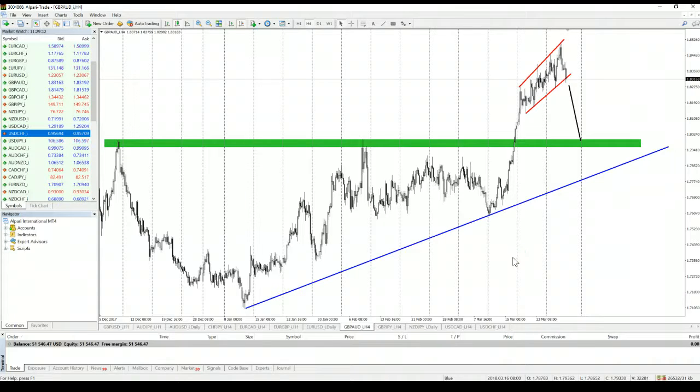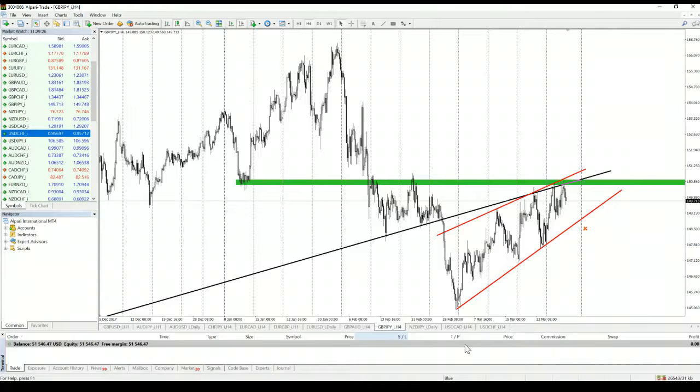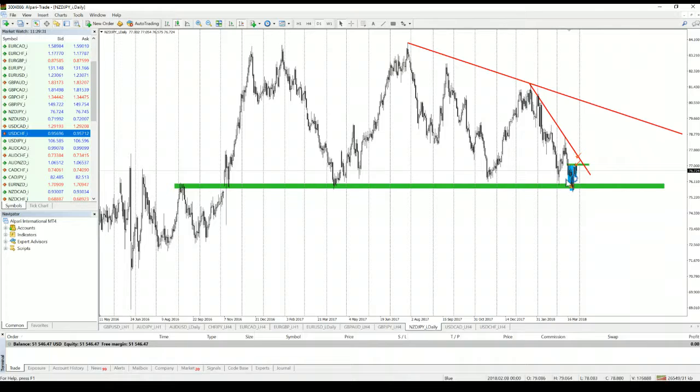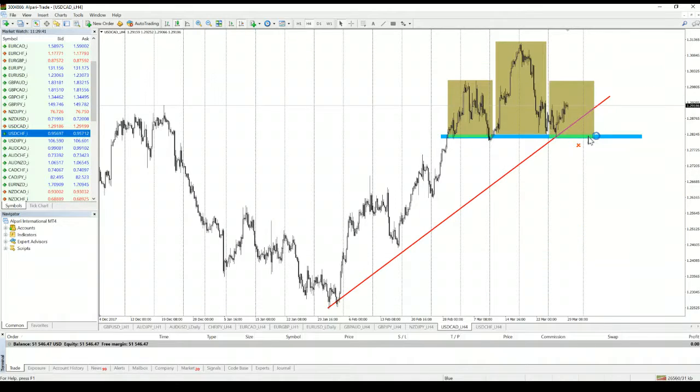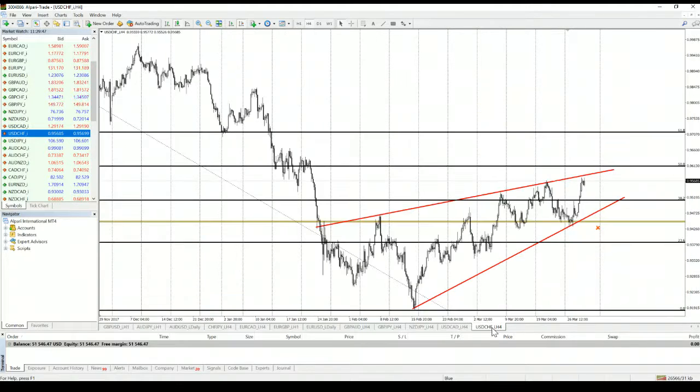British pound to Australian dollar, that's a sell signal, and I'm waiting for the price to get here and create maybe a nice reversal pattern. British pound to Japanese yen, breakout of the lower line, sell signal. New Zealand dollar to Japanese yen, breakout of the upper line of the neckline, buy signal. Breakout of the downtrend line, buy signal. American dollar to Canadian dollar, breakout of the horizontal neckline, sell signal. And American dollar to Swiss franc, breakout of the horizontal support here, sell signal.